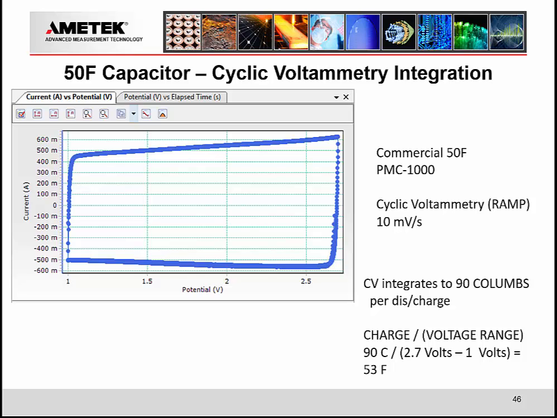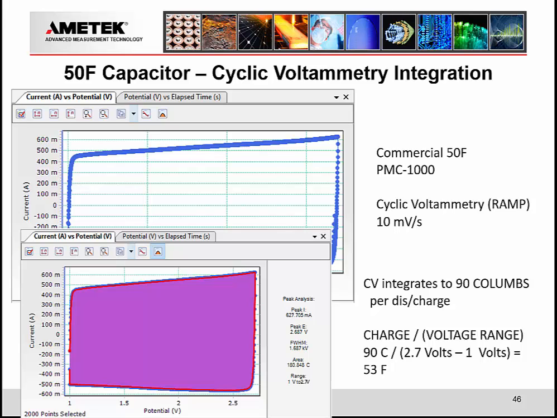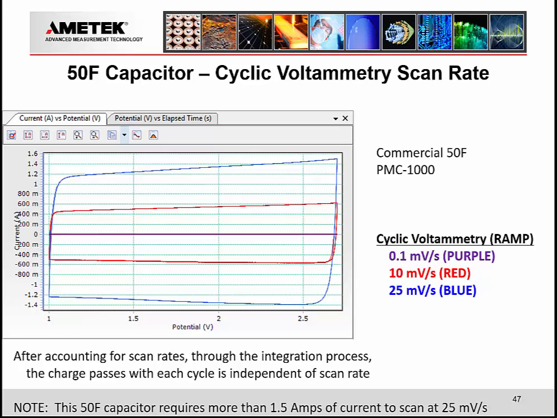So I can take this 50 farad capacitor and I can sweep it through CV at 10 millivolts per second. The CV is going to give me the axes of voltage and current. I multiply those 2 together, normalized by scan rate, and I get up to 90 coulombs per charge discharge. And then when I divide that by the voltage range, I can get to the capacitance. And this 50 farad capacitor nominally gave me 53 farads through the cyclic voltammetry experiment. And this is a show of the integration capabilities of VersaStudio there to make those measurements for you. Now when I start increasing the scan rate, I go from 0.1 millivolts to 10 millivolts to 25 millivolts.